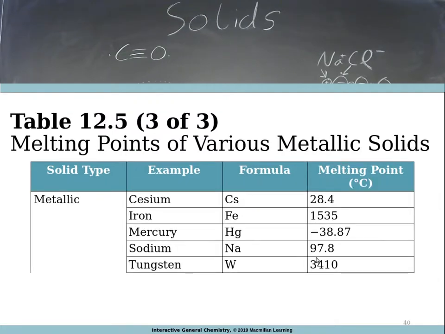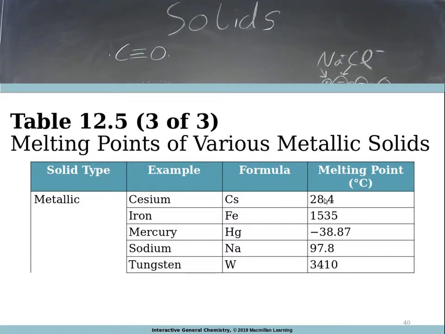And then finally, metallic solids. Here we're looking only at pure metallic elements, but there is actually a surprising range. We think of metals as things that withstand heat. We use metals in our cookware and in our machinery and whatnot. But the reality is some metals have very modest melting points, like cesium here, 28.4 degrees.